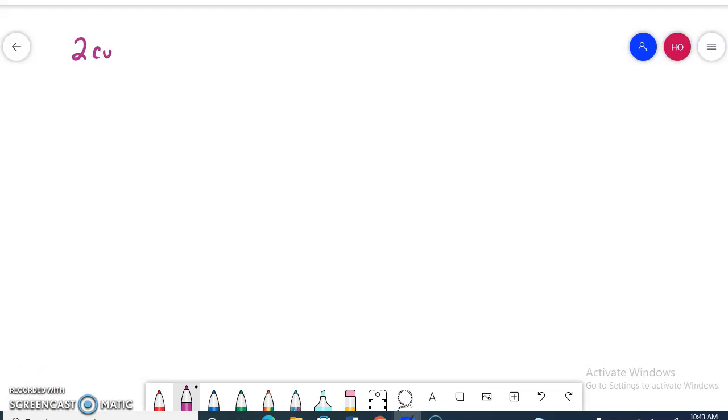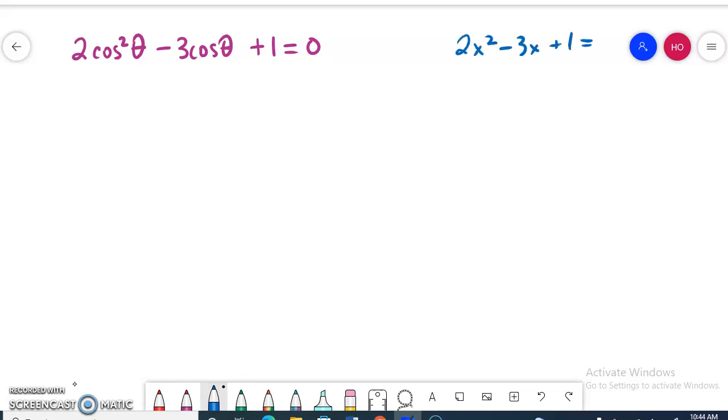If I have 2 cosine squared theta minus 3 cosine theta plus 1 equals 0. If you have cosine squared and cosine in the same equation, you are going to have to do factoring trinomials. We would factor this the same way we would factor 2x squared minus 3x plus 1. It's a trinomial. We should be able to get 2 binomials. The backs have to be 1s, signs have to be the same, and they have to both be minus. And we could solve from there.